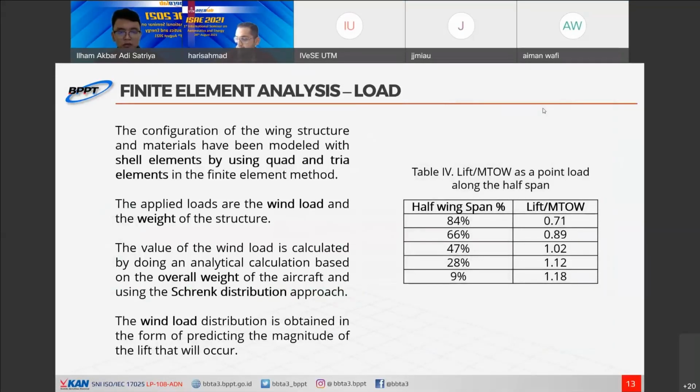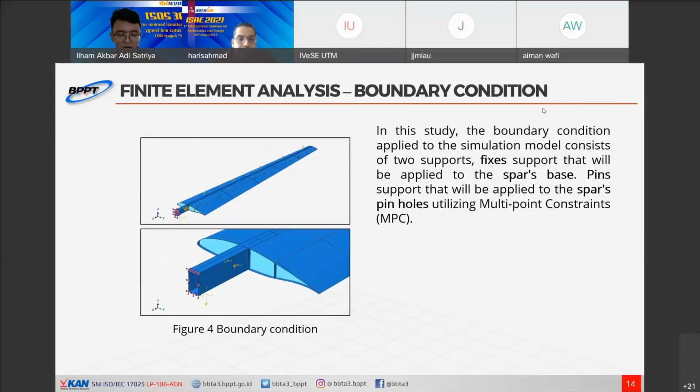And then the most sophisticated part is the finite element analysis. The load that we have calculated analytically, we will apply to our structure using the finite element method. We use the shell element and quad elements to make sure the quality of the mesh is good enough. And then after we apply the load, we will apply the boundary condition. This study applied two supports. First is fixed, which will be applied to the spar piece, and the second is the pins that support the pinhole of the structure using multi-point constraint.